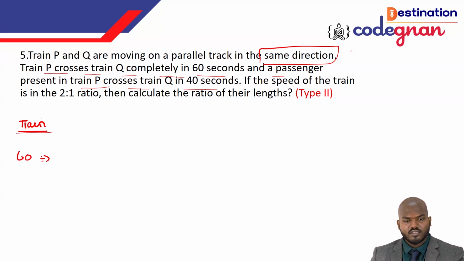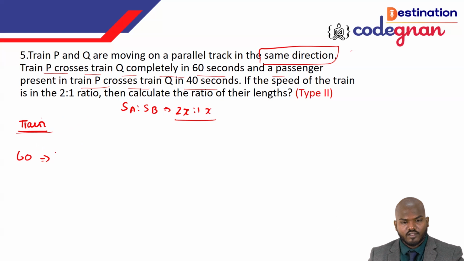Time is equal to distance by speed. They have given the speed of train A and train B as 2x and 1x. Is there any distance they have given? No. So you need to take it as L1 plus L2.